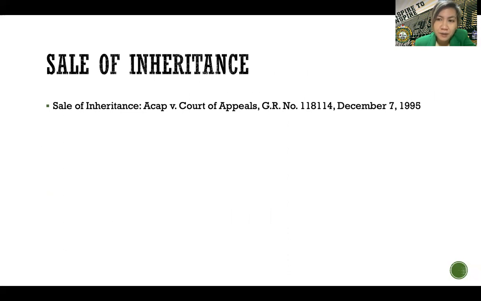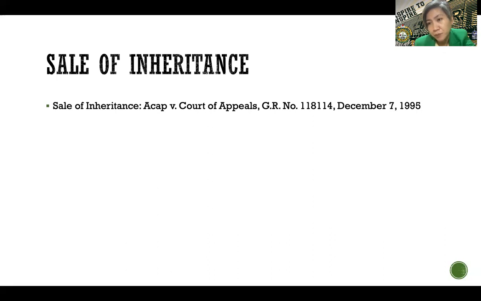So I assigned a case for this, ACAP versus Court of Appeals, wherein the principle is that hereditary shares can be the valid subject matter of sale, provided that, of course, the decedent has already passed. So that's when your hereditary rights will be transmitted from the decedent to the heirs. Now, take note, guys, that similar to what happened in the case of ACAP versus Court of Appeals, there's a difference between waiver of rights and sale of rights. In waiver of rights, you are renouncing your right to inherit from the estate of the decedent. Okay, but you are waiving it in favor of your co-heirs.